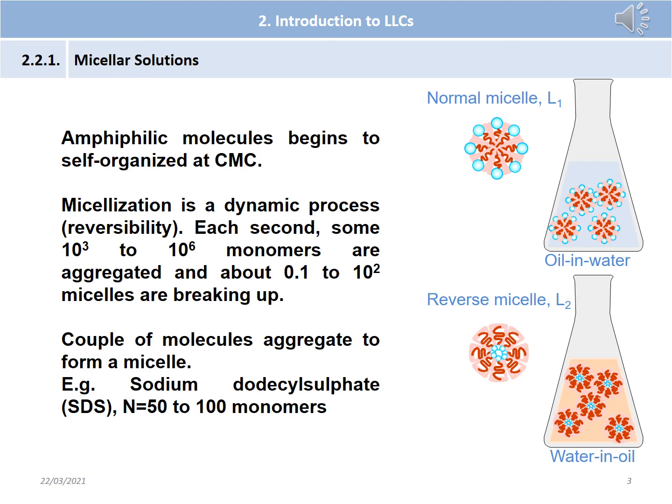This is what we call normal micelle or oil-in-water micelle. The symbol is L1. If the solvent is a nonpolar solvent such as paraffin oil, the hydrophobic tails will be pointing out to the paraffin oil. This is the reverse micelle or water-in-oil micelle and the symbol is L2. Micellization is a dynamic process. Reversibility: each second, an aggregation number, such as 10 cubed to 10 to the power of 6 monomers, are aggregated and about 0.1 to 10 squared micelles are breaking up.